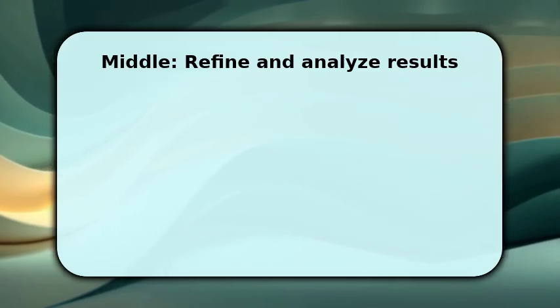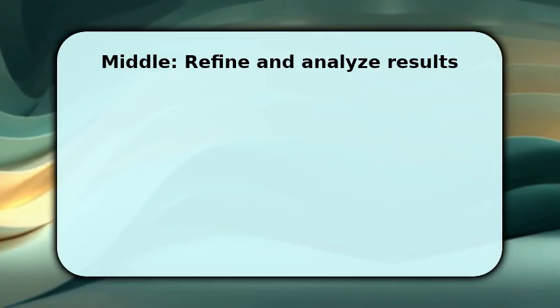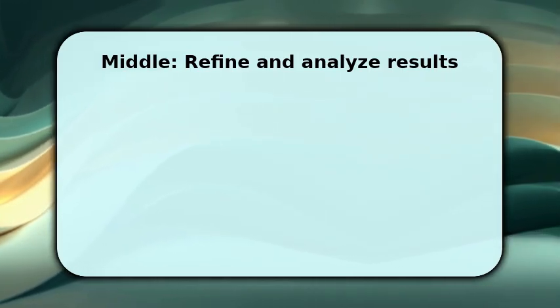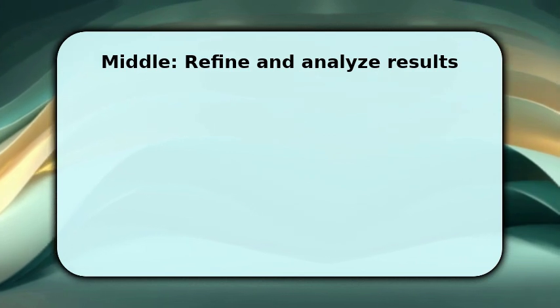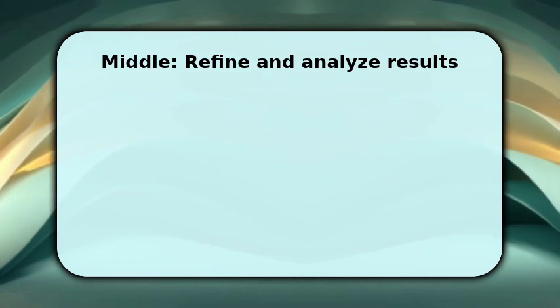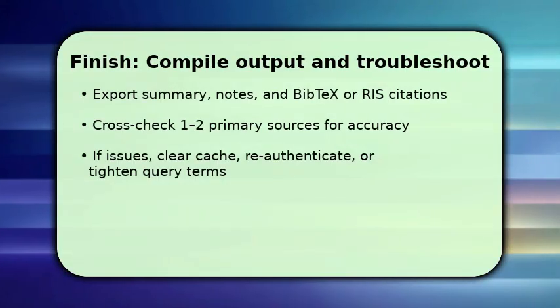If results are noisy, refine the query with Boolean operators or add quotes for exact phrases. Iterate until the summaries and citations match your research depth and clarity needs. To finish, compile the summaries and export notes plus citation formats such as BibTeX or RIS for your reference manager.